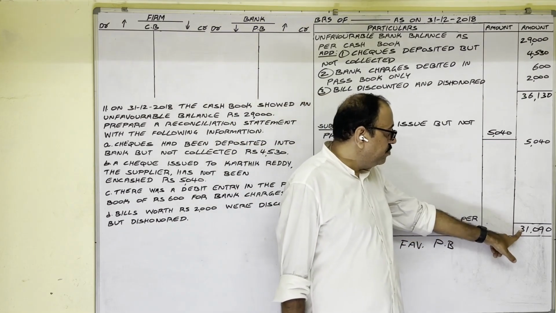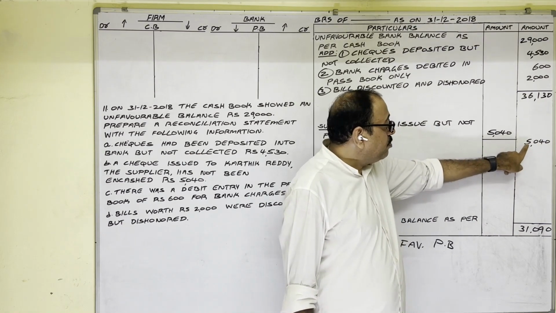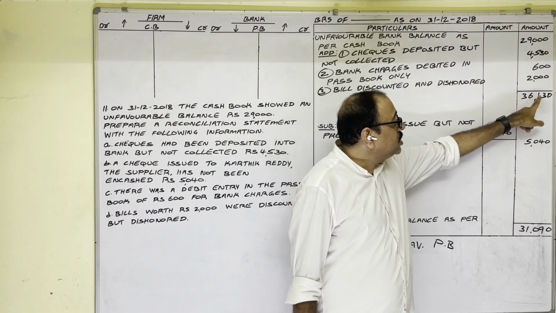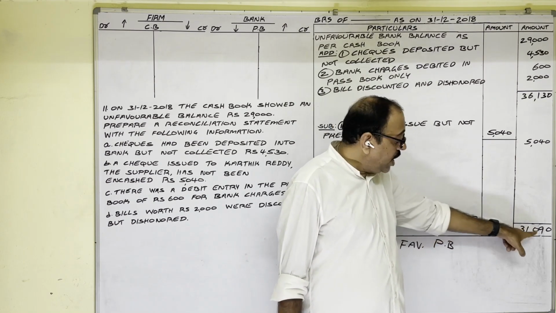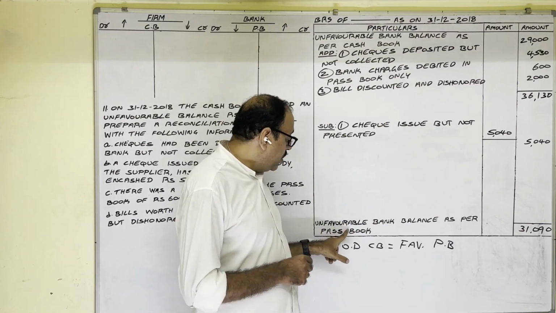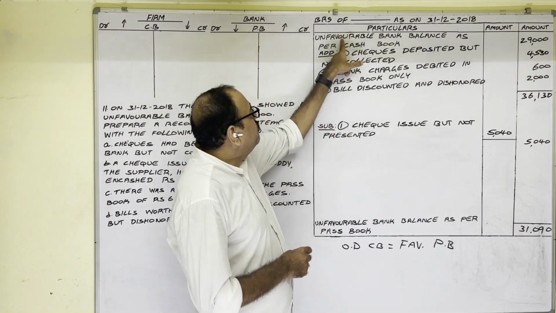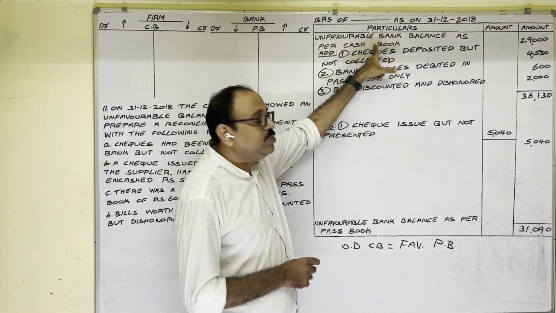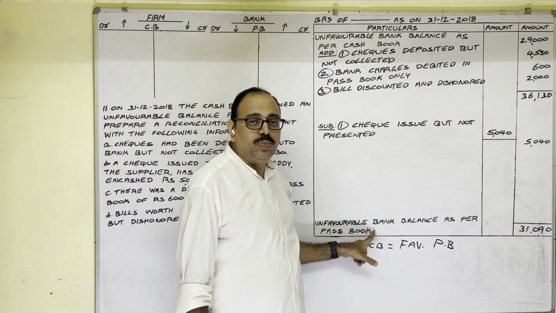Suppose here a minus value came. Assume this is 55,040 rupees. So the subtracted amount is more than the addition amount, no? Then 55,040 minus 36,130, a minus value comes. No need to write the minus symbol. If a minus value comes, then we should change this word: instead of unfavorable, we have to write favorable bank balance. But as a positive value came, the same word, unfavorable, we should write. In the question, unfavorable bank balance as per the cash book is given. So in the answer, what should we write? Unfavorable bank balance as per the passbook.